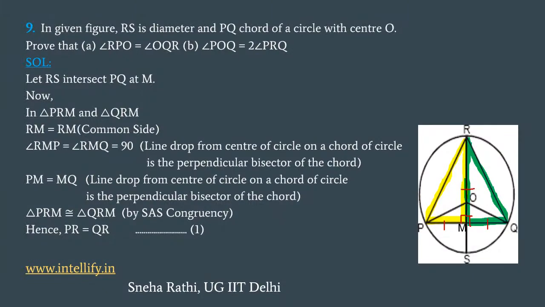So by SAS congruency, side angle side congruency, triangle PRM is congruent to triangle QRM. So by CPCT, PR is equals to QR.